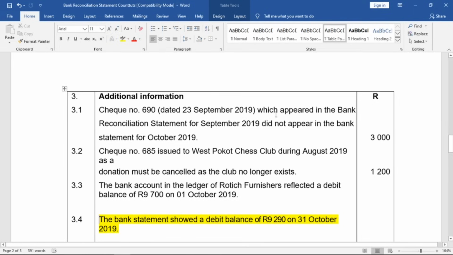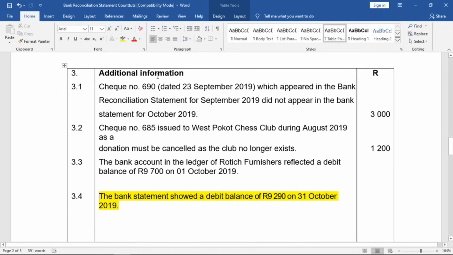Now, very important, pay attention here. We are told here additional information. So in this additional information, we don't know where they didn't appear. We're not told it didn't appear in our books, or we're not told it didn't appear in the bank statement. So you have to pay very careful attention to how you account for these ones. You have to know where it's supposed to go. So let's go through each one and see.